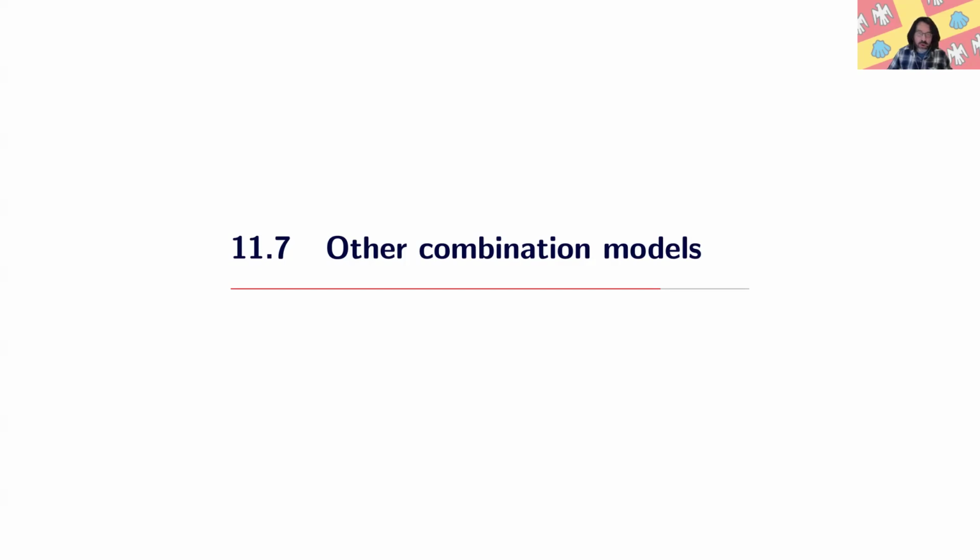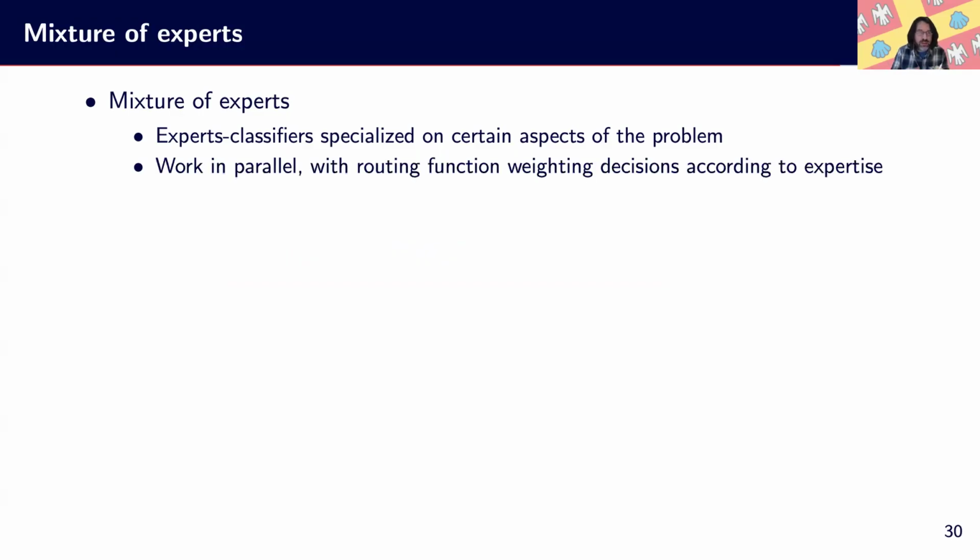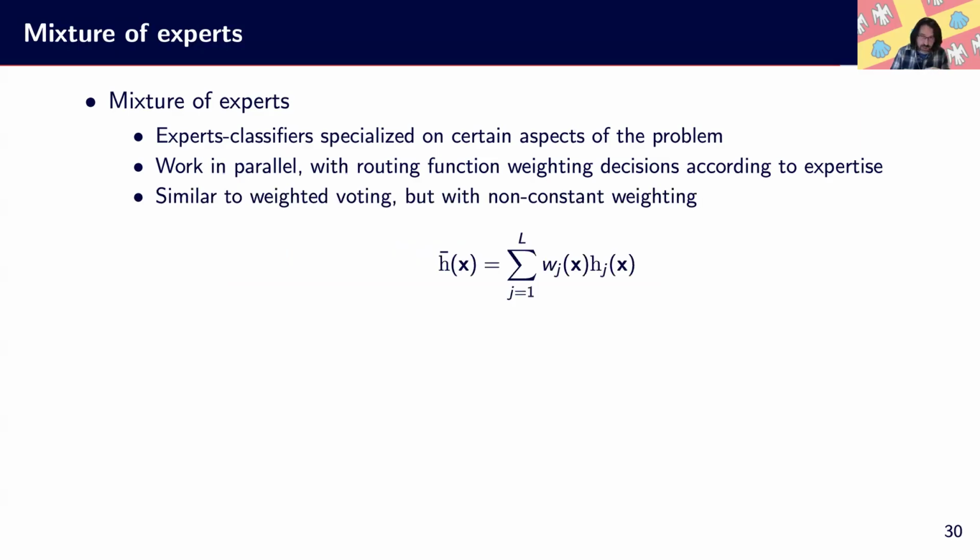Let's talk about other combination models we can have with ensemble methods. The first one is the mixture of experts, where we have an ensemble of classifiers, for example, that are specialized on certain aspects of the problem. They work in parallel, but we have a routing function that weights the decisions according to their expertise. So usually we proceed with some kind of weighted voting.